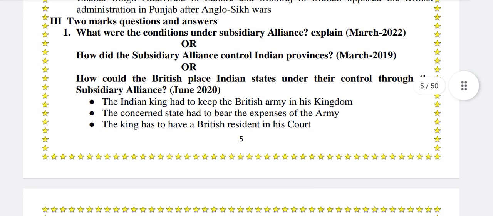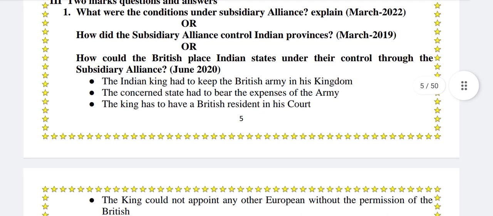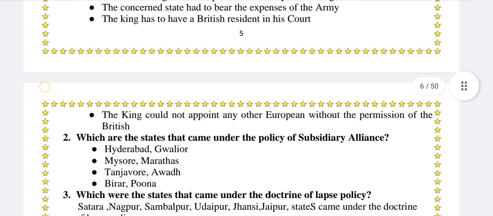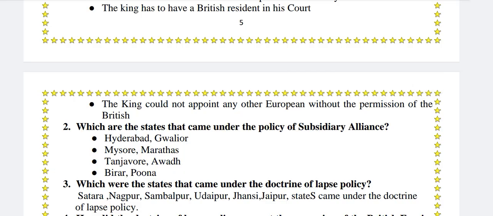What were the conditions under the subsidiary alliance? Explain. The Indian king had to keep the British army in the kingdom. The concerned state had to bear the expenses of the army. The king had to have a British resident in his court. The king could not appoint any other European without the permission of the British.